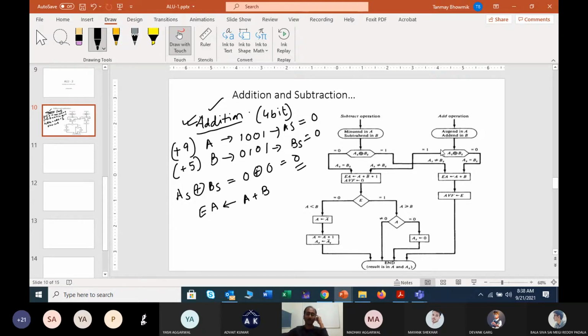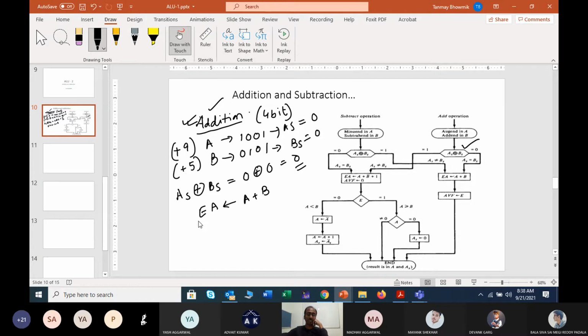Then you have simply performed the XOR operation. The result you are getting is 0. So 0 means A is equal to B's sign, so that means it is basically a case of addition. Simply you will perform the addition between A and B, so that thing you are going to perform: EA is equal to A plus B.